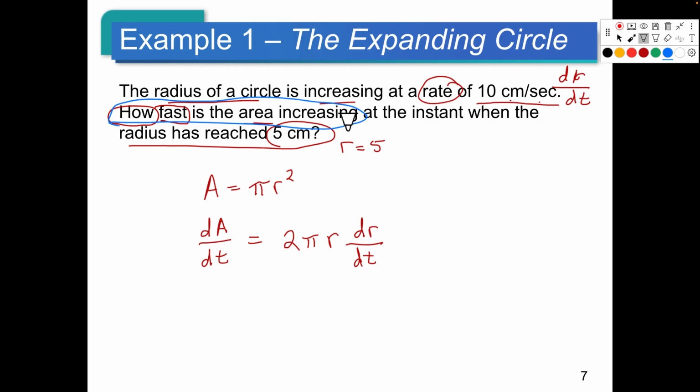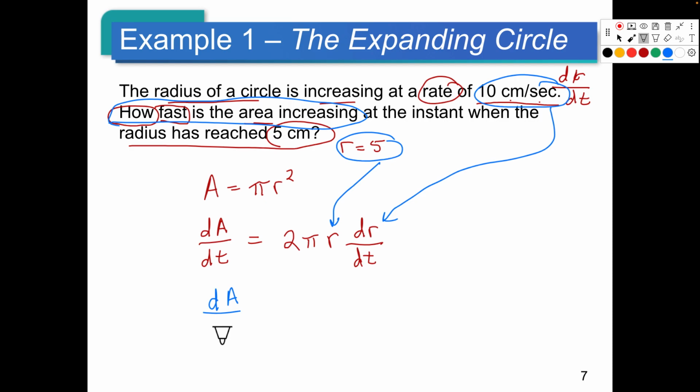Well, we look at the instant when the radius has reached 5, so here I can plug in 5 for r. And up here, I identified that this rate is my dr/dt, so I can plug in 10 for dr/dt. Then we get that the derivative of the area with respect to time is equal to 2 pi. Now, when you plug these numbers in, you don't have to plug in the units, but I'm going to do that just so that you'll see that everything works out.